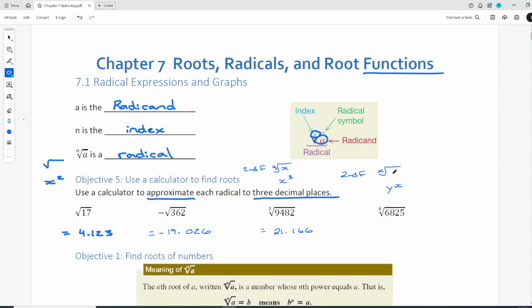So the first thing you're going to do is you're going to type in the 4. So I'm going to type in 4, then I'm going to hit second function x root. So now it says 4x root, and then I'm going to type in 6825. And that tells my calculator that the 4 is going in the place that the x is. So I'm going to take a fourth root, and I get 9.0892. So the 9 is going to stay the same.